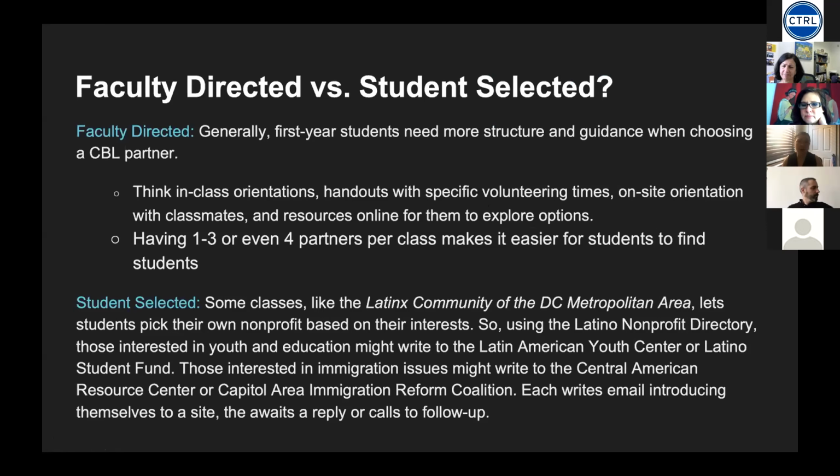Faculty directed, I think, generally works better for first-year students, transfer students, even students in their second or junior year who may be less familiar with DC. The idea here is the faculty member would choose 1 to probably 3 or 4 community partners per class. There would be in-class orientations, handouts or materials posted online with specific volunteering times, and maybe on-site orientations with classmates, and more resources online for the students to explore the options. The thinking is that it takes away some of the legwork that student selected requires, especially if you have first-year students who are becoming familiar with DC and logistics.